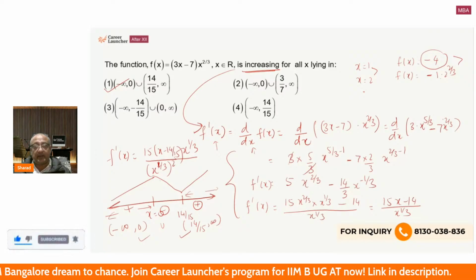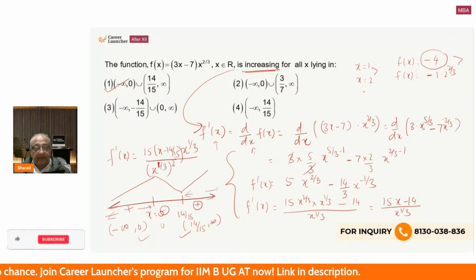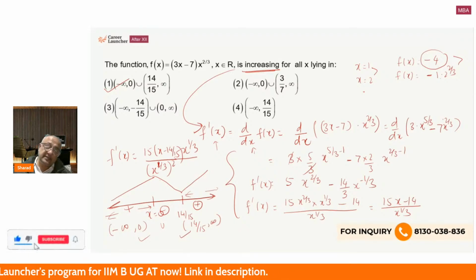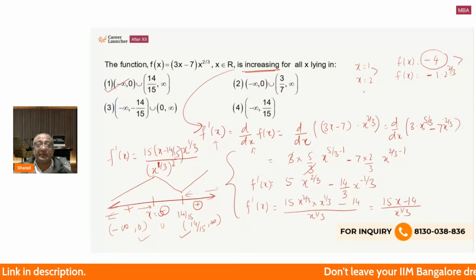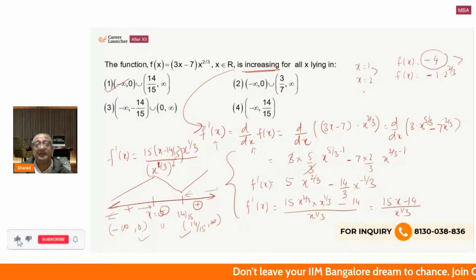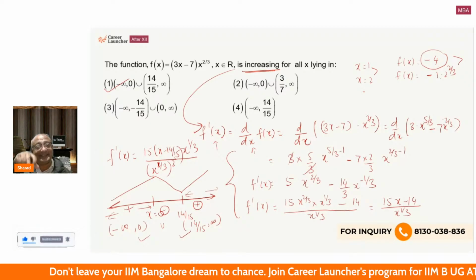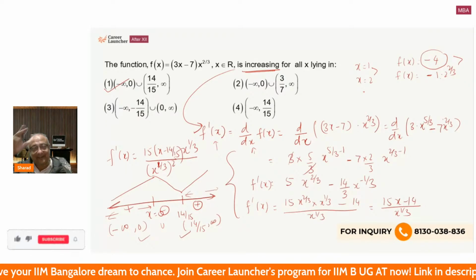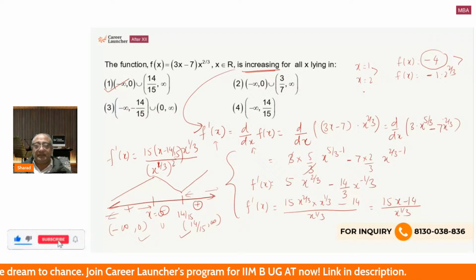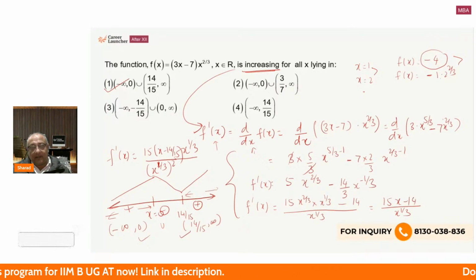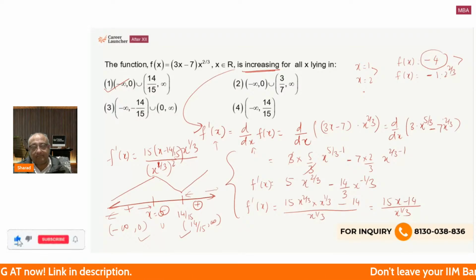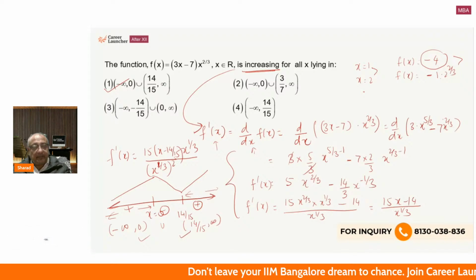You have to find out f dash x. After f dash x, you have to write the sign scheme. The sign scheme is a wonderful thing. I have used it in domain and range. Now I'm using it in maxima and minima and monotonicity of function, that is, whether it is increasing or decreasing. Understood? Clear? Okay. Right. Let's go to the next question.